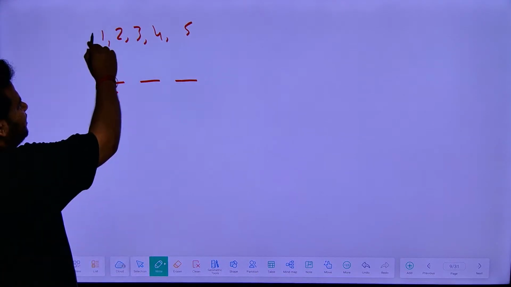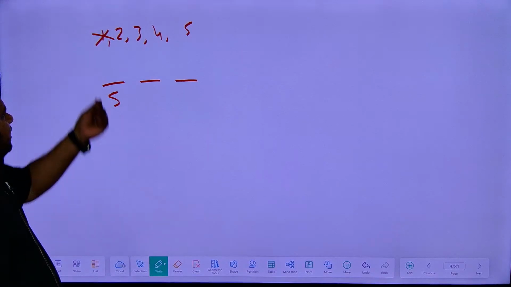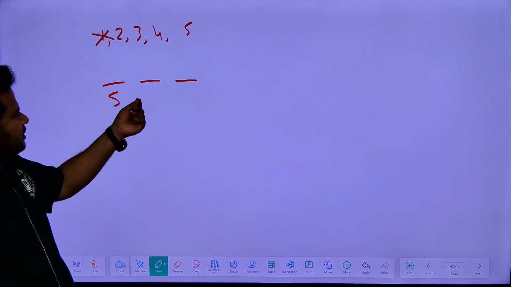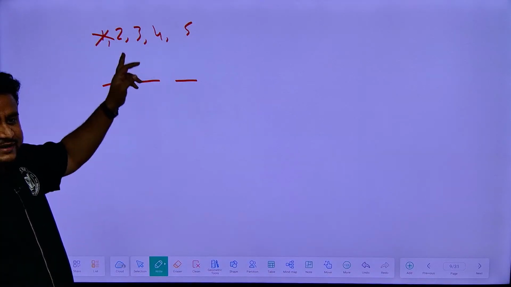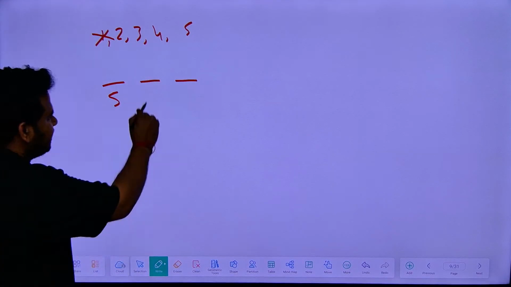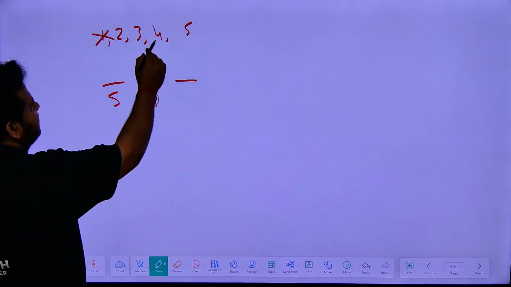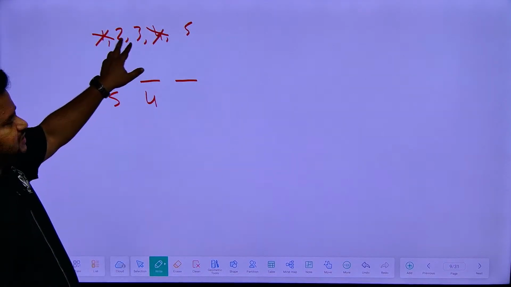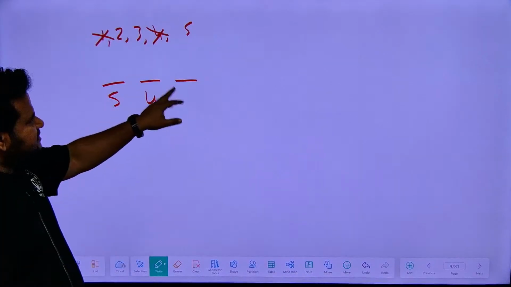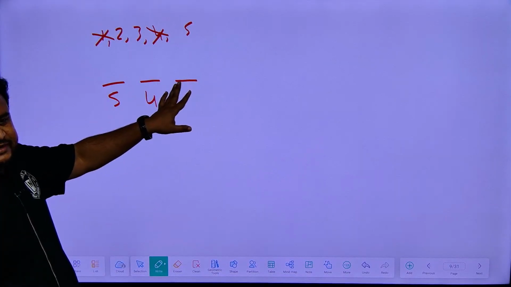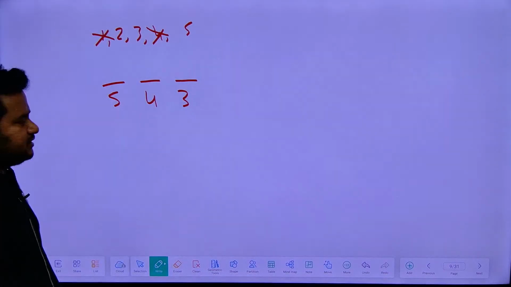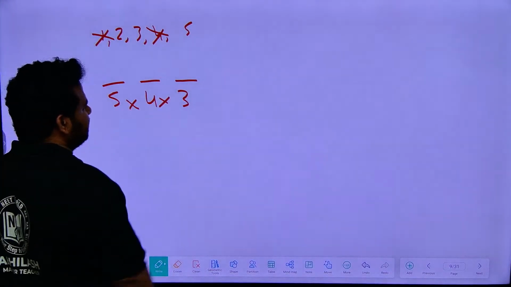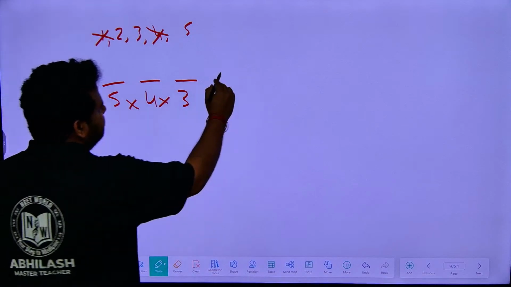Let that number be 1. 1 is placed here. Remaining how many numbers are there? 4 numbers. For the next place, any of the 4 numbers can come. Suppose I have selected 4 here. Now how many numbers are there? 3. So to this place, any of the 3 numbers can come. This becomes 5, 4, 3. So 5 into 4 into 3 is 60. The answer will be 60.